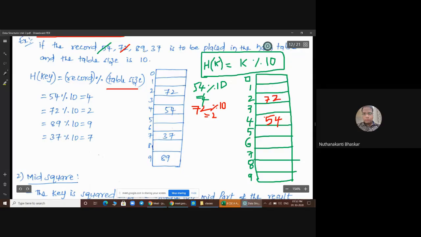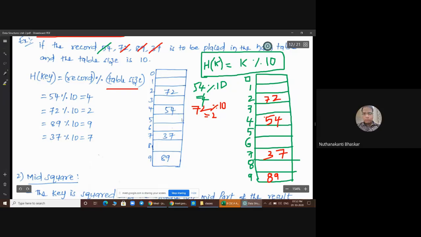It will work. Now the next element is 89. Then where is it going to be stored? The hash value is 9. Then again, 37. Where is it going to be stored? 7. This is inserting, right? We have inserted the elements, right? Yes or no? Yes, sir.